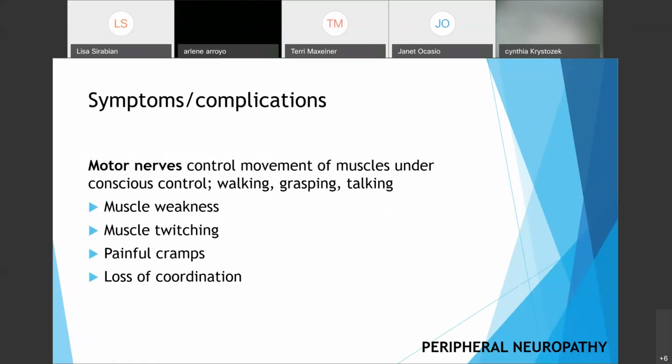So these are the other parts. So it's the sensory nerves, but it's also the motor nerves. So the motor nerves, of course, control the movement of the muscles under conscious control. So things like walking, grasping, and talking. So if the motor nerves are affected, we see muscle weakness, muscle twitching, painful cramps, loss of coordination.